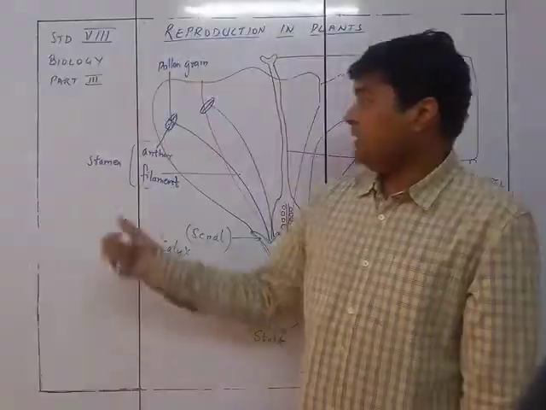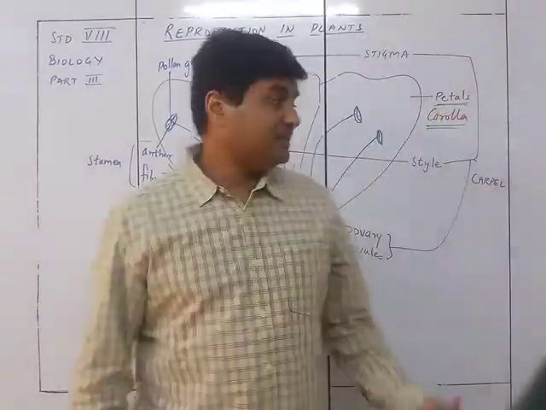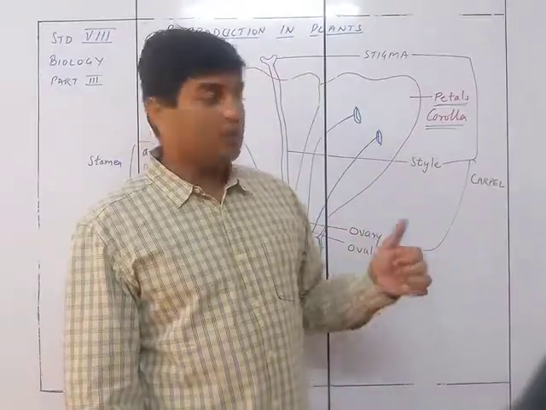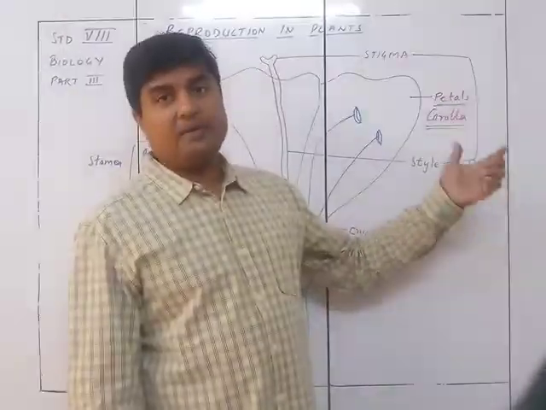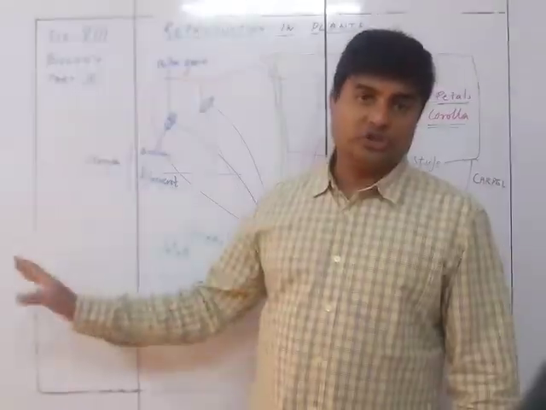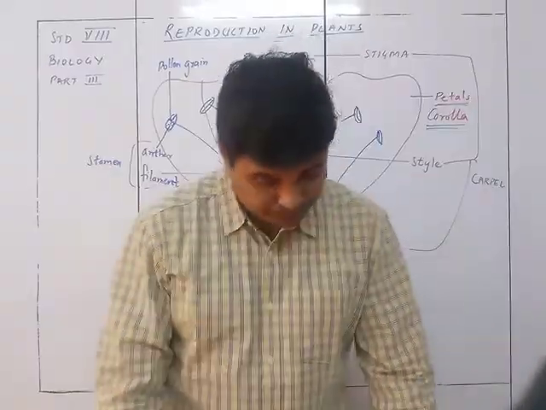Similarly, the stamen can be seen as androecium. This can be seen as carpel, can be pistil also, and gynoecium also. So pistil, carpel, gynoecium are the same words. Stamen or androecium is also the same thing.